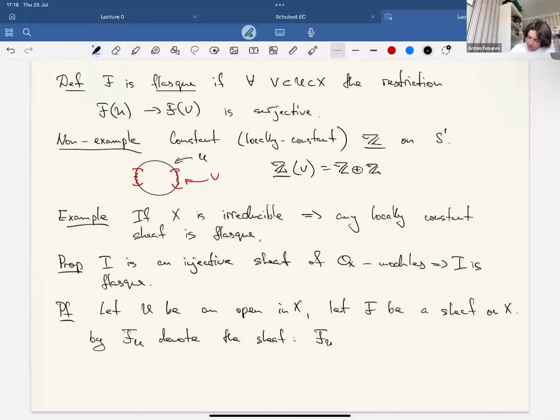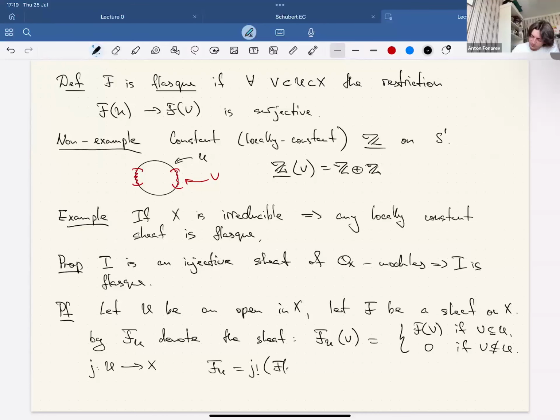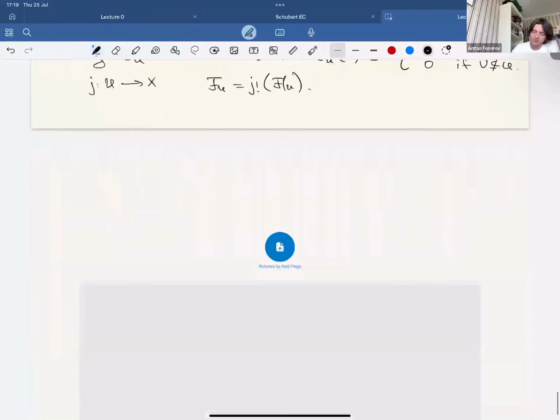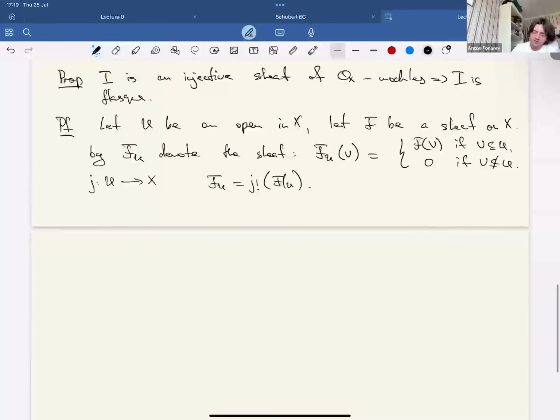So F_U on V will be F of V if V is contained in U, and it will be 0 if V is not contained in U. So for those that have seen it, you have the embedding j of U into X, and then F_U is nothing but the j shriek, if you wish, of F restricted to U. So now we want to prove that if I is injective, then it is actually flask.